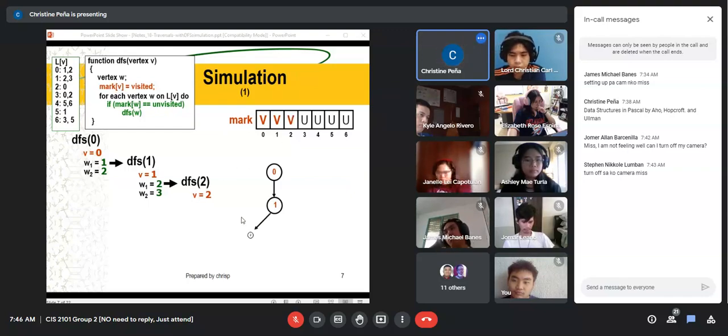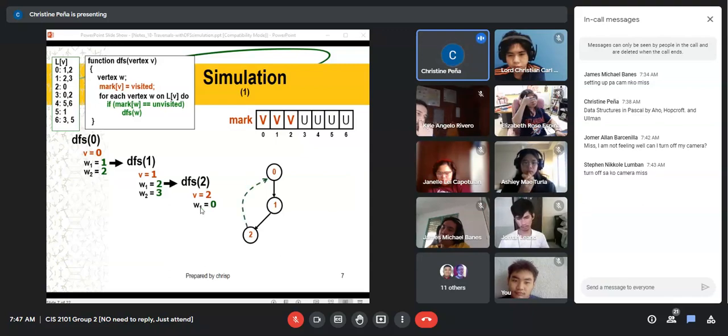Then here, since we called 2 from 1, 2 is adjacent to 1. And then for each vertex W on LV, what are the vertices adjacent to 2? Only 0. Okay. Take note that 0 is already visited. So what we do is we do not call DFS, but we are going to mark that as a broken arrow.